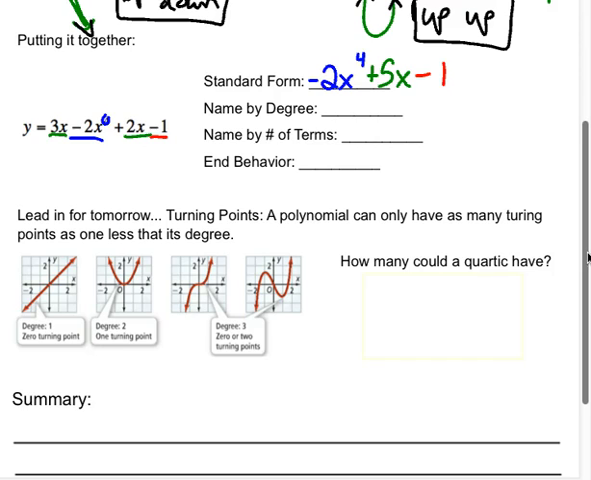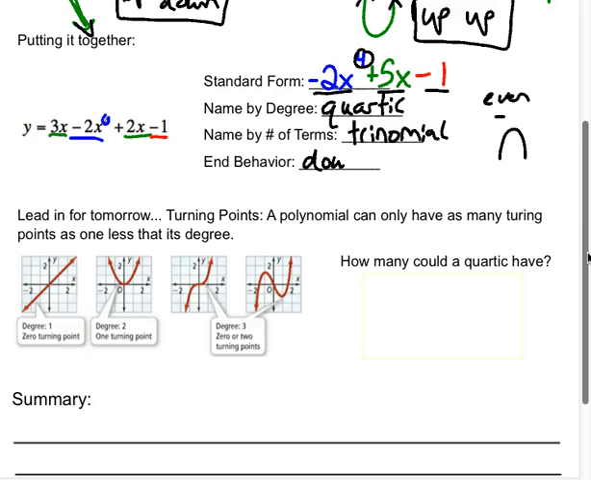All right, now that I have that, let's name it based on the degree. Well, its degree is 4, so if I look back at my table, that is going to be a quartic function. 1, 2, 3. I have 3 terms, so that is a trinomial. Okay, this has an even degree, and the first term is negative. So I should be picturing an upside down parabola. So that means its end behavior is down, down.